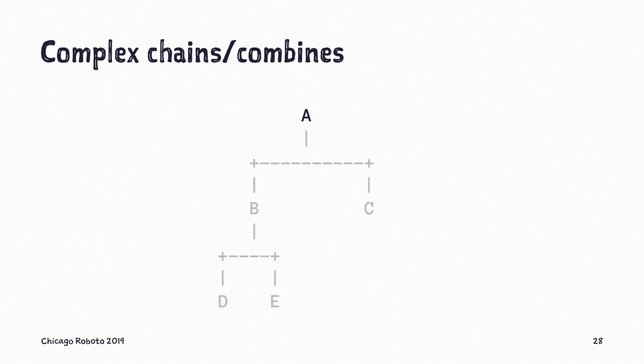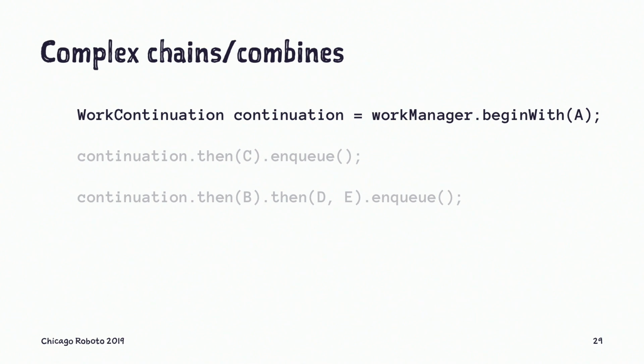So let's look at a simple example, right? You have work A, and then once work A is completed, you want to start work B and work C simultaneously, because both of them are not dependent on each other. But only after work B has completed is when you want to start work D and E. So B, C, D and E. This is what it would look like.